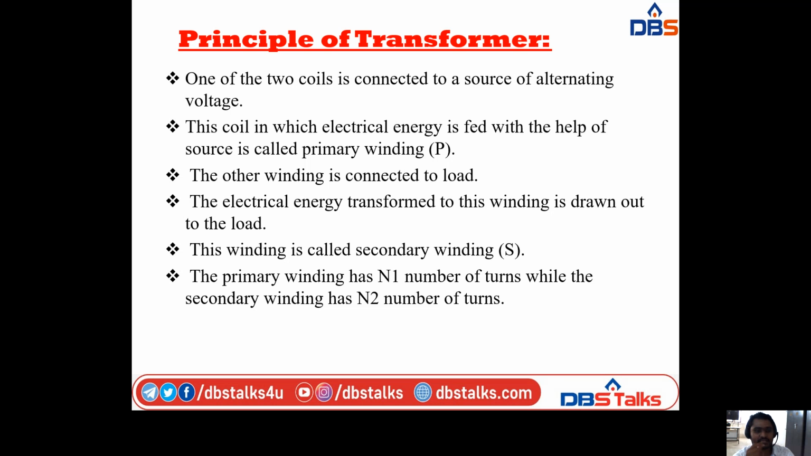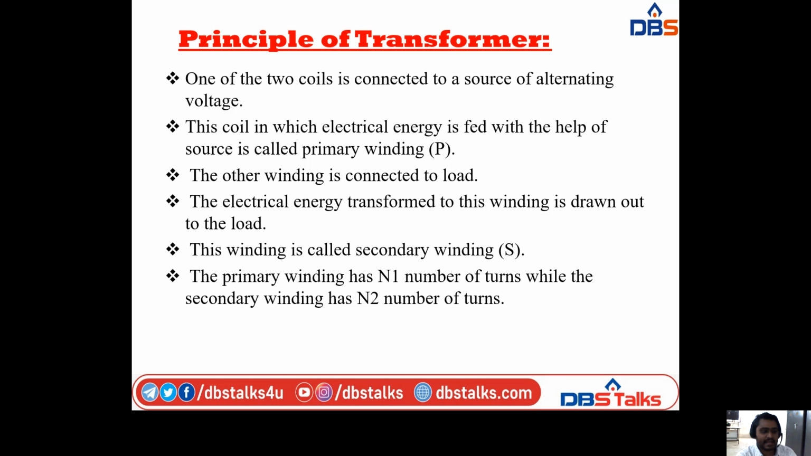The other winding is connected to the load. The electrical energy transferred to this winding is drawn out to the load, and this winding is called the secondary winding. So the winding connected to the alternating supply is known as the primary winding, and the winding connected to the load is called the secondary winding.